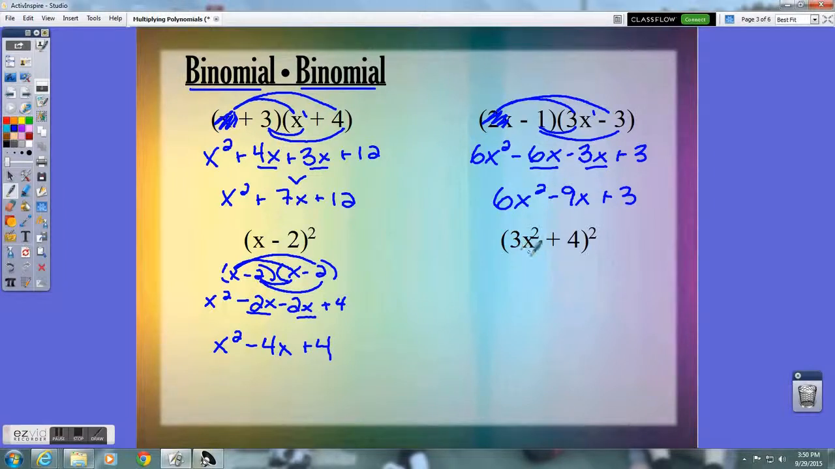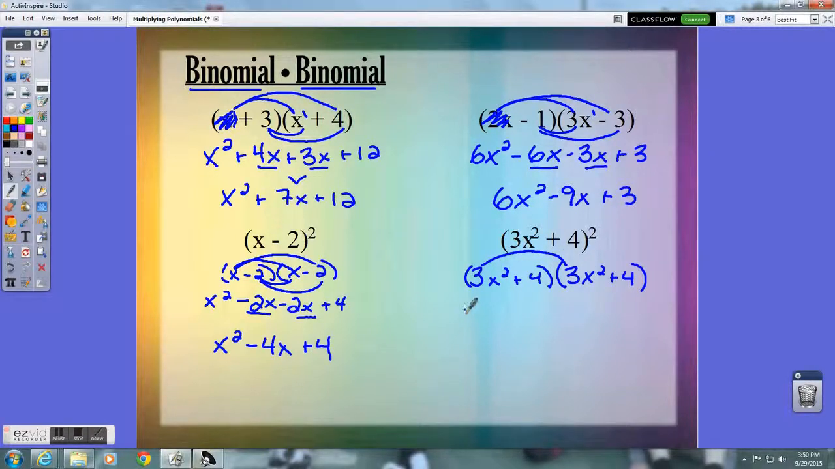And then our last example is the same. We just have more exponents in there. So again, I have two copies of that base. So 3x squared plus 4. And then my second copy, 3x squared plus 4. And I distribute like normal.